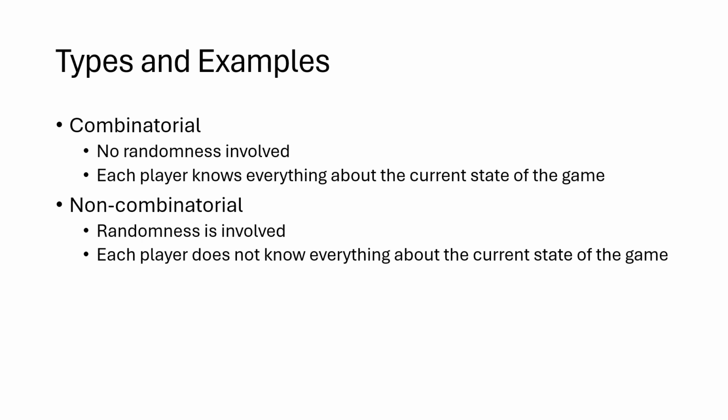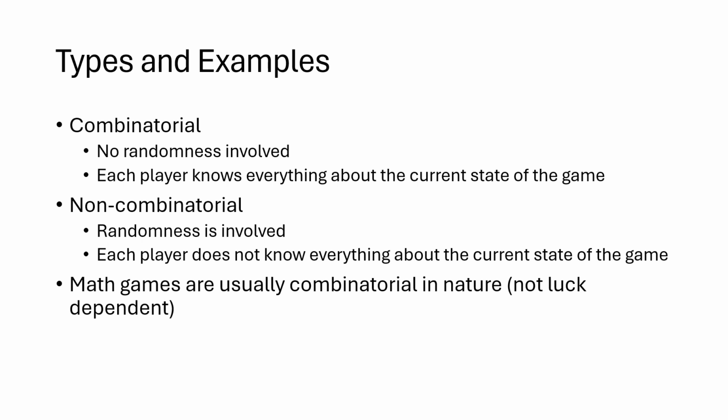So, what are some types and examples of a math game? We have two main types of games, combinatorial and non-combinatorial games. In combinatorial games, there is absolutely no luck involved, and each player knows everything about the current state of the game. While in non-combinatorial games, randomness is involved, and each player is unsure of the full current state of the game. Since math games are usually not dependent on luck, they are thus combinatorial in nature.